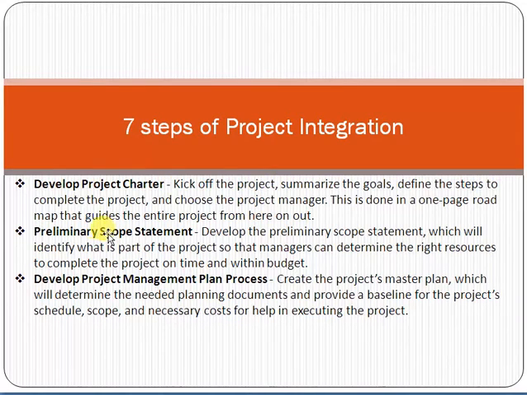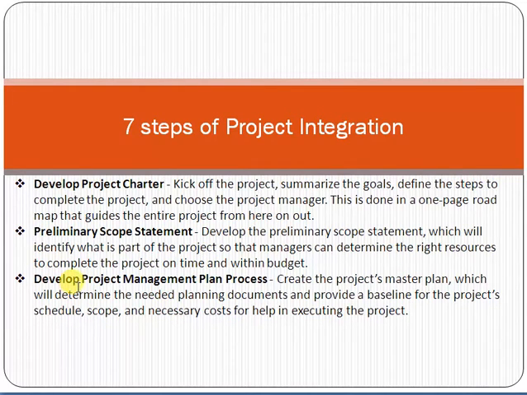Then the next step is the preliminary scope statement. In this step, the project manager will define the preliminary scope statement, which will identify what is part of the project so that managers can determine the right resources to complete the project on time, and what things are out of scope as well.